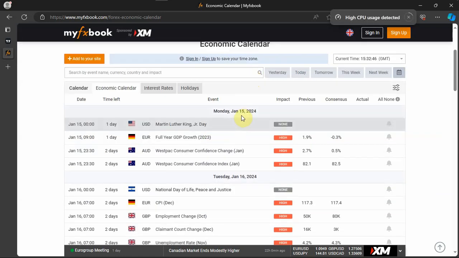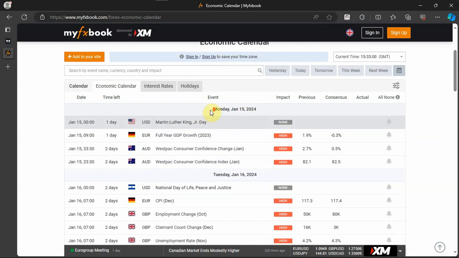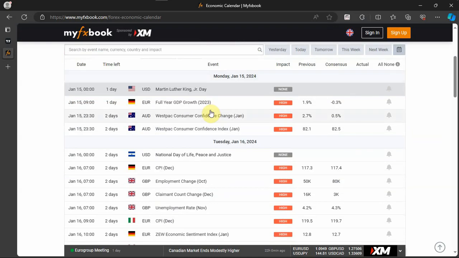On Monday, January 15, 2024, there is a bank holiday for the US. That is Martin Luther King Jr. Day. So expect quietness in the market during the New York session. All right, so take note of that. Then we have the full year GDP growth for the year 2023 for Euro. Then we have the Westpac Consumer Confidence change for the month of January for Australia. We have the Westpac Consumer Confidence Index for the month of January for Australia.